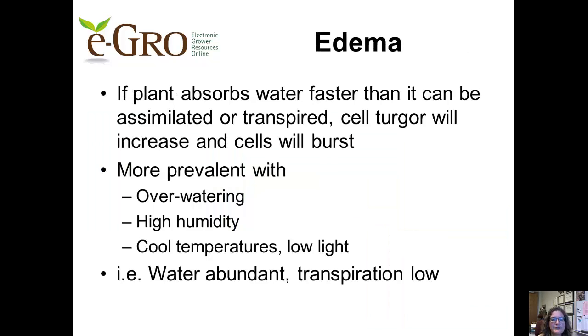The conventional wisdom is that if a plant absorbs water faster than it can be assimilated or absorbed into the cells or transpired, then cell turgor will increase and cells will burst. As such, edema has been observed to be more prevalent with overwatering, high humidity, and cool temperatures, all conditions where water is plentiful for uptake but the plant is not transpiring rapidly. This can lead some growers to plan to keep susceptible species and cultivars on the dry side.